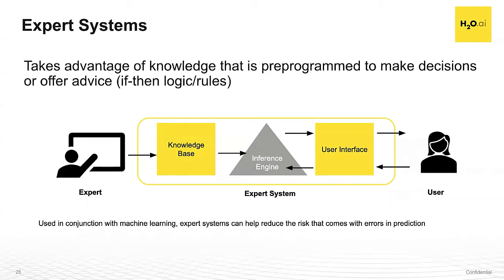But if expert systems are used alongside another ML approach, then it can help do things like reduce the risk of those erroneous predictions. And sometimes it's helpful to use more than one system at a time.